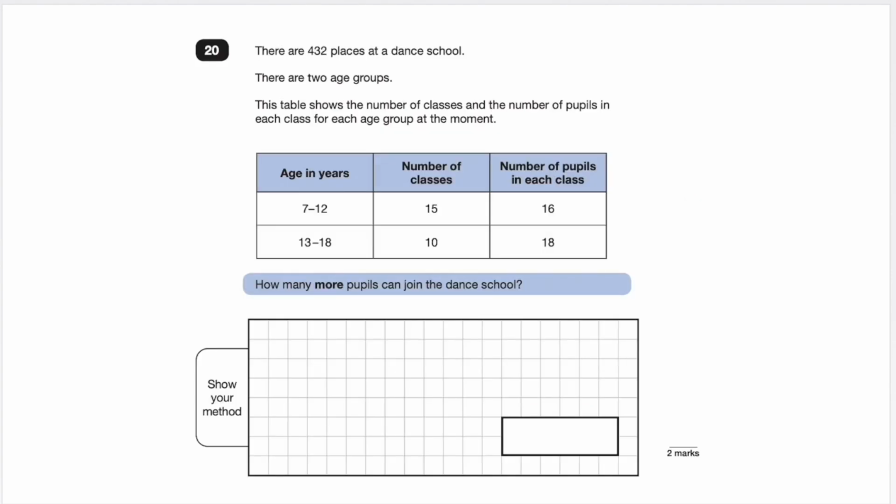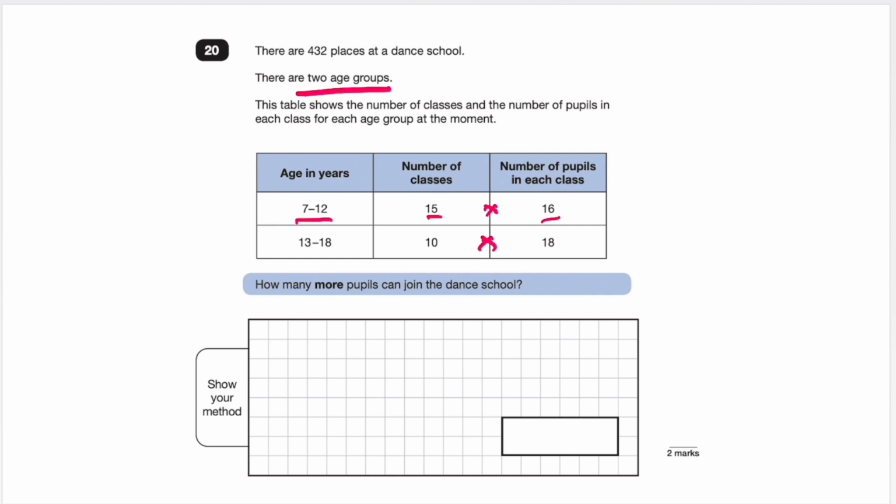Okay, question 20. Question 20 says there are 432 places at a dance school. There are 2 age groups. This table shows the number of classes and the number of pupils in each class for each age group at the moment. So we can see in the ages 7 to 9, we have a total of 15 classes and 16 people in each class. So if we're wanting to work out how many 7 to 12-year-olds go, we would multiply the 15 classes by the 16 people in each class. That will give us the total of that age range. And again, same thing for the 13 to 18-year-olds. If we take the 10 classes and multiply by the 18 people in each class, we would get the total amount.